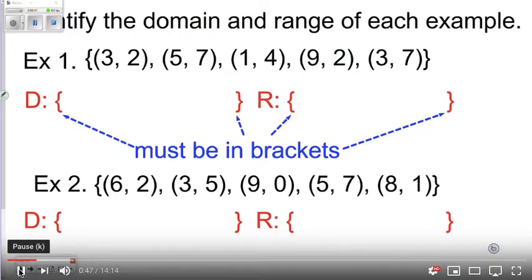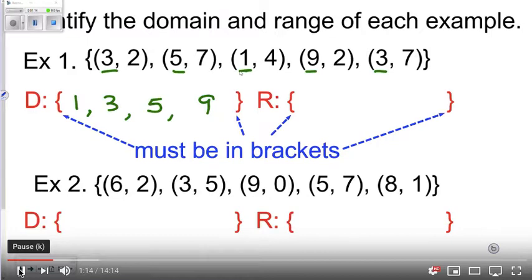Here you want to identify the domain and range of each example. So for example 1, when we're looking for a domain, we are looking for the x values of our ordered pairs. Our first x value is 1. We want to put them in order from least to greatest. Then we have 3. Anytime a number shows up twice, we only write it once. And then 5 is next, and then finally 9.